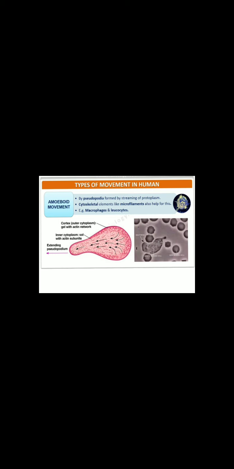Here cytoskeletal elements like microfilaments also help with the movement. Examples given are macrophages and leukocytes. So this is one of the movements we call amoeboid movement. Locomotion is actually movement from one place to another, maybe in search of food, shelter, a breeding ground, or to escape from an enemy. For various other purposes, movement does take place.